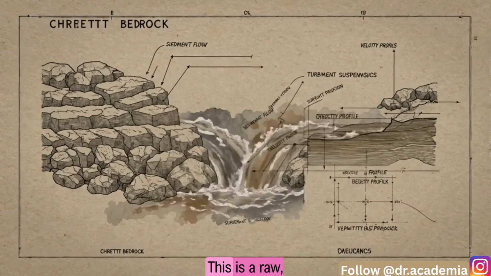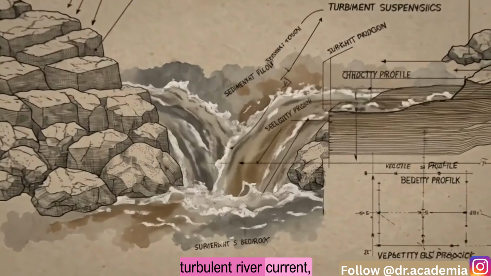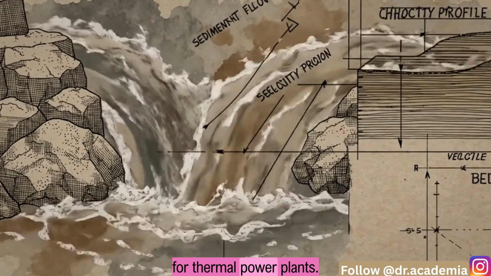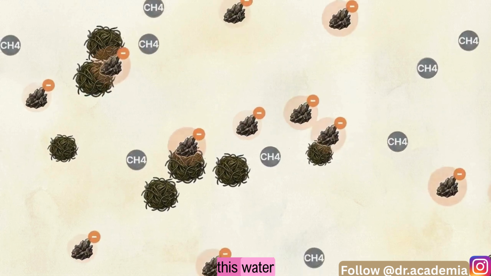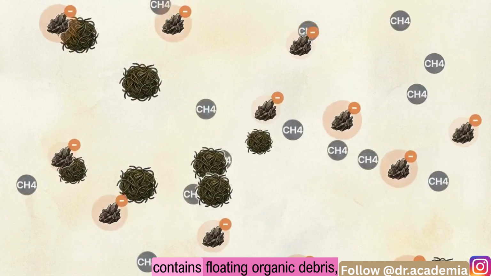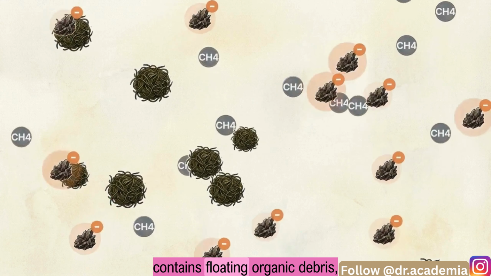Look at this water. This is a raw, turbulent river current, the primary source for thermal power plants. To safely spin a steam turbine at 3,000 RPM, this fluid must be transformed into highly pressurized, ultra-pure steam. In its natural state, this water is a chaotic suspension. It contains floating organic debris, dissolved gases like methane, and microscopic colloidal particles that refuse to settle out. Pumping this raw fluid directly into a high-temperature boiler creates a catastrophic risk to the plant's metallurgy and human safety.